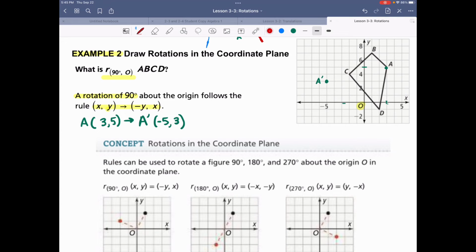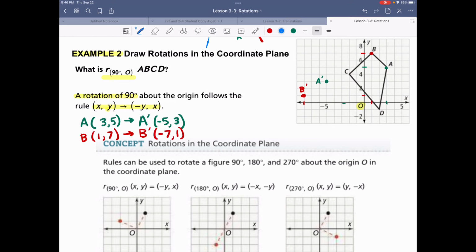Now we're going to do the same thing for B. So B is right here. That's at 1, 7. So B is at 1, 7, and it's going to go to B prime. We're going to switch the coordinates, so 7 and 1, and we're going to make the y negative. Well, I mean, it's in the x position now, but it used to be the y. So now it's negative 7, 1. We go left 7, and we're going to go up 1. So this is B prime.